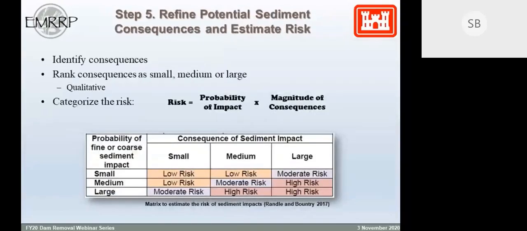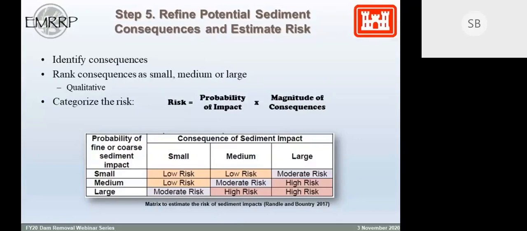So recall that sediment risk is the product of the probability of impact as well as the consequences of those impacts. So in the previous step, we looked at the probability of sediment impact, but now we need to assess the consequences of those impacts. These consequences are going to be assessed qualitatively. We already listed those concerns in step 1, but now we want to refine those.